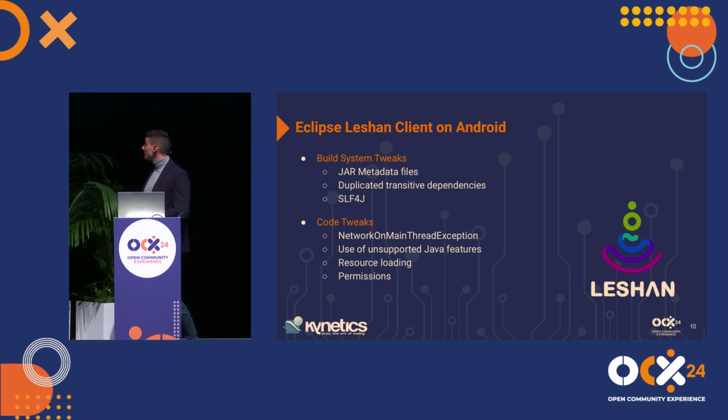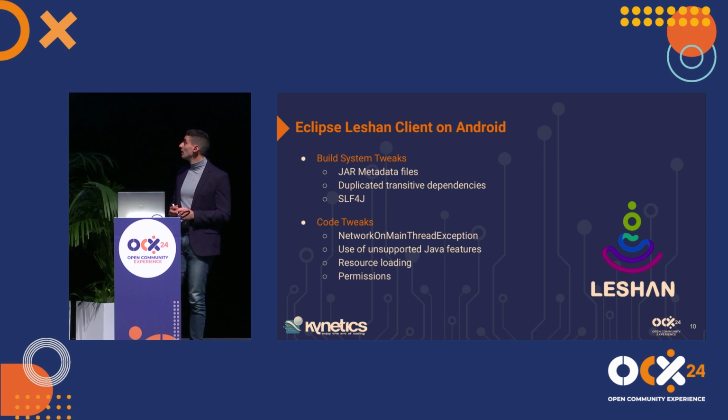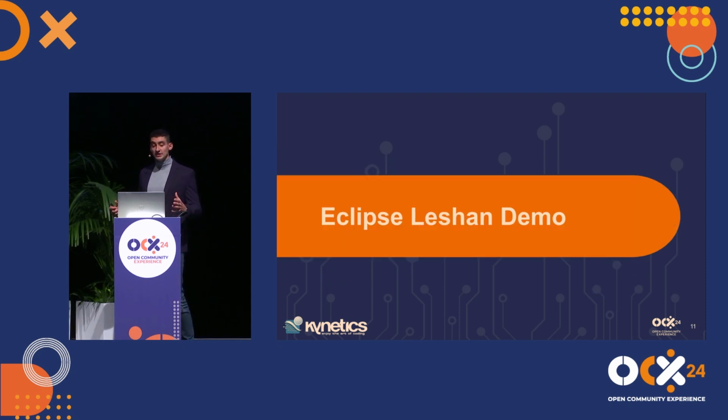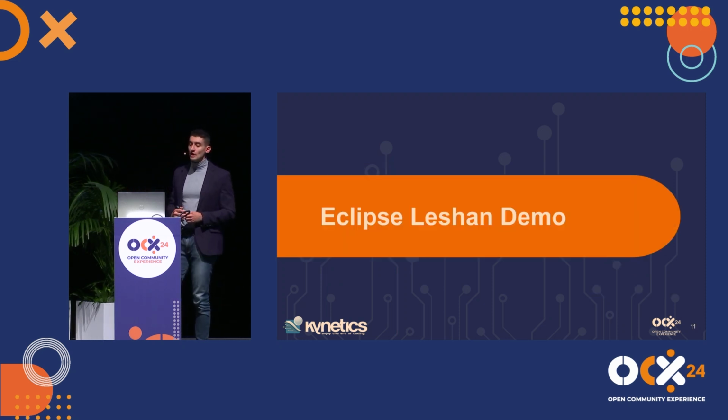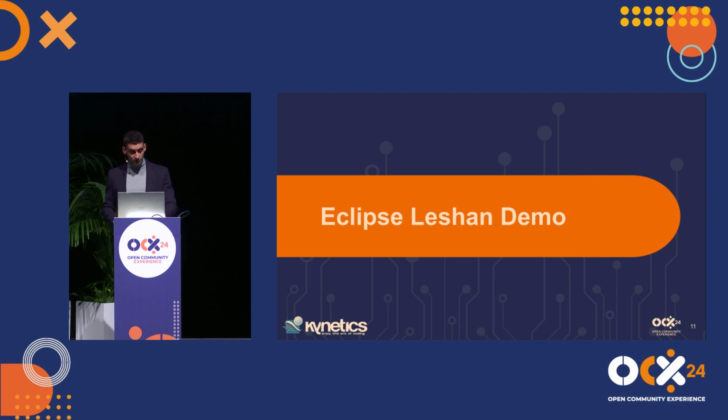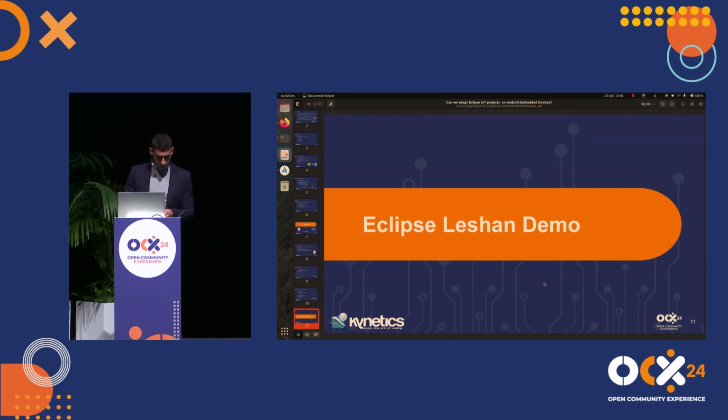Another difference was the network operations, because on Android, we cannot run network operations on the main thread, whereas in Java, we can. So we had to wrap the Leshan client around a dedicated thread to avoid having network operations on the main one. But in the end, it just worked. We managed to write an Android application using Eclipse Leshan, and we're now going to see a quick demo.